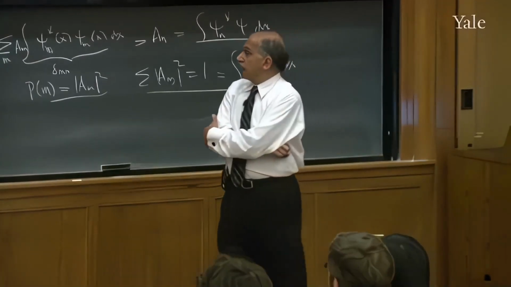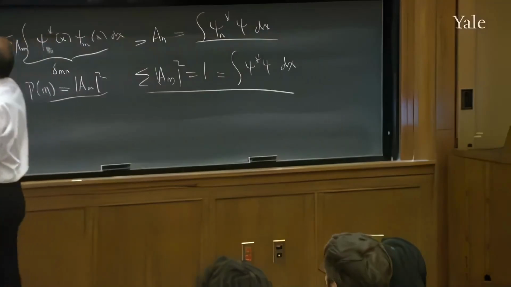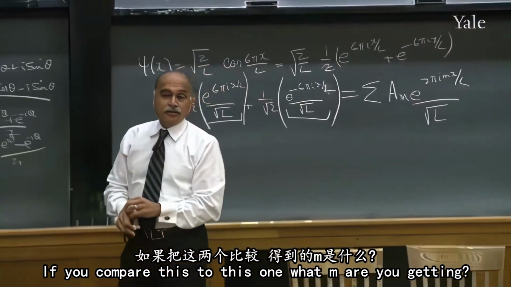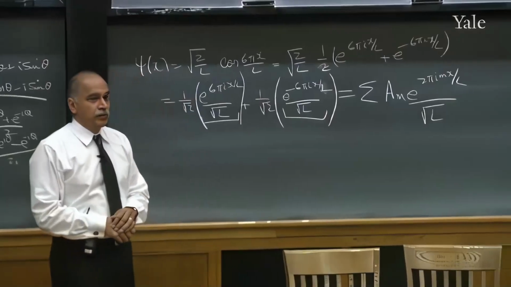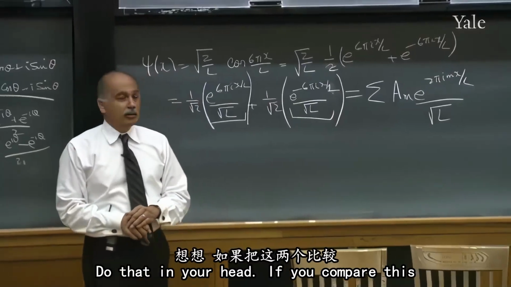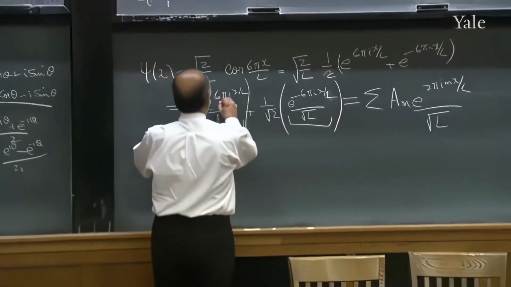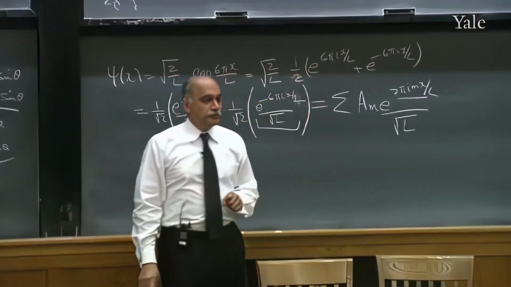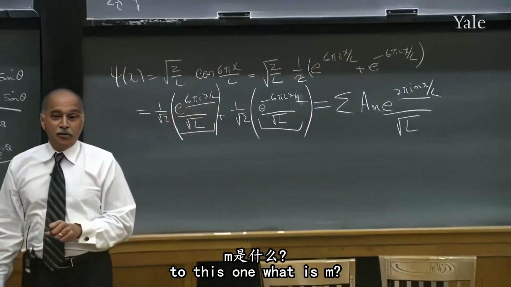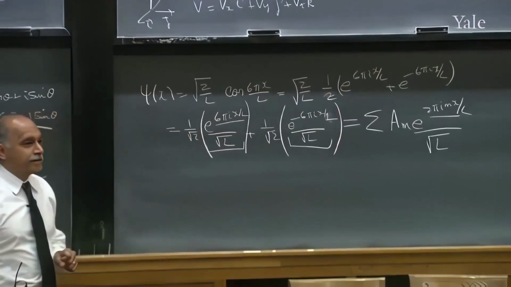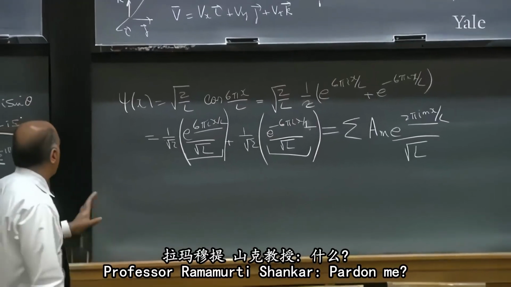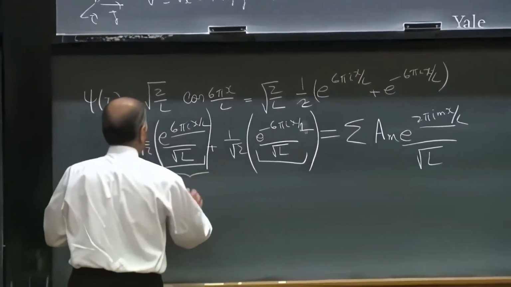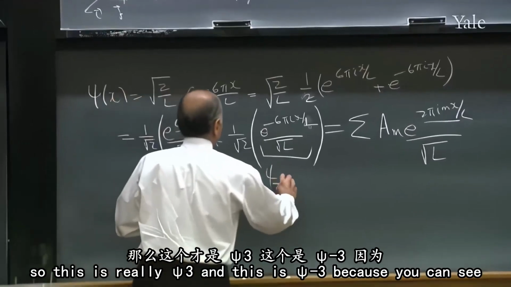Well, let me ask you this. If you compare this to this one, what m are you getting? Do that in your head. If you compare this to this one, what is m? Pardon me? 3. m is 3 for this guy. So this is really psi sub 3, and this is psi sub minus 3.